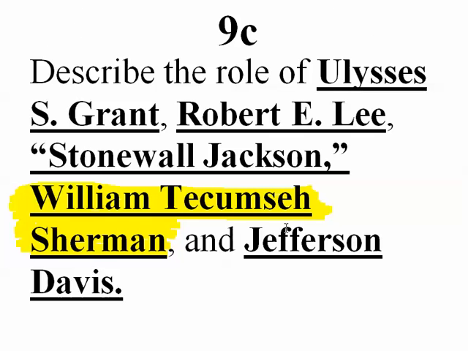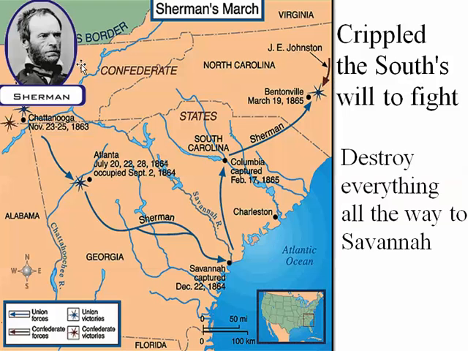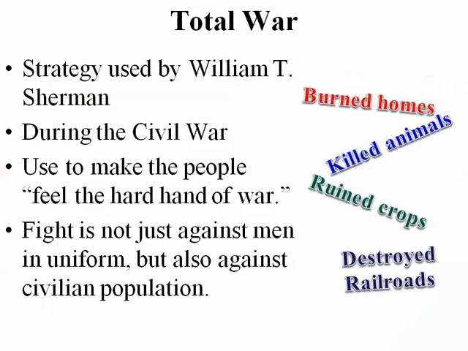All right, William T. Sherman, or William Tecumseh Sherman, is this guy here. And William Tecumseh Sherman used this strategy known as total war. Ulysses S. Grant used it too at Vicksburg, the siege of Vicksburg, we're going to talk about. It's a strategy used by William Tecumseh Sherman during the Civil War, and he used it to make people feel the hard hand of war by burning their homes, killing animals, ruining crops, and destroying railroads. And he had this theory that the fight is not just against the men in uniform, it's also against the civilian population, to get them to put pressure on their politicians in the South to end the war.